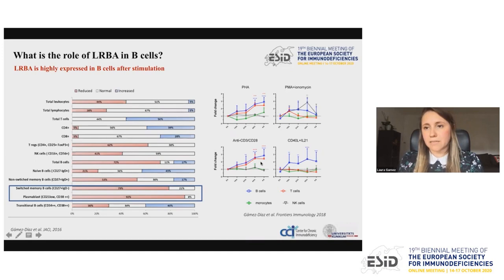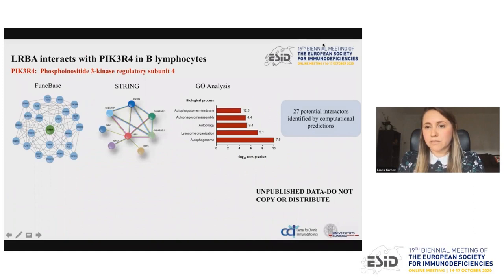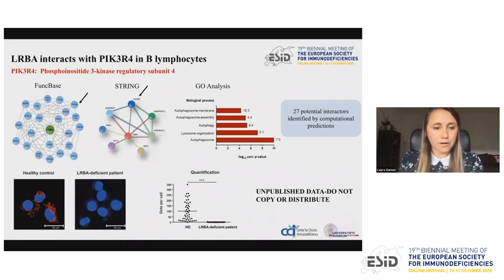So the first approach that we used was computational predictions in order to identify LRBA interaction partners in B cells. And we did so by analyzing that through FunCoup and STRING, which are free databases. And after a GO analysis, we observed that those proteins identified, we found 27, are mostly biologically involved in autophagy, but also lysosome formation. After the validation of 7 of those 27 proteins, we found out that LRBA is in close proximity with PIK3R4 in B cells from a healthy donor, which you can see here as a red signal. This signal was lost when we evaluated LRBA deficient patients.